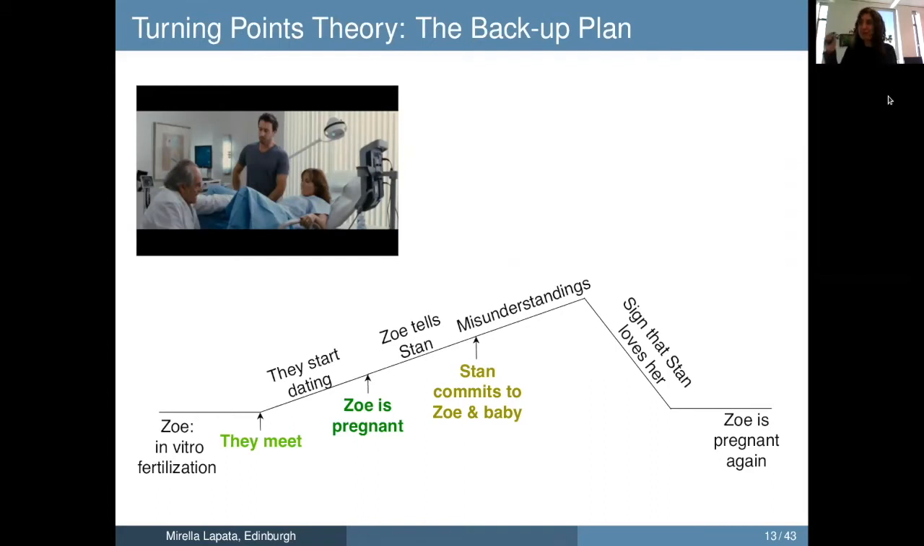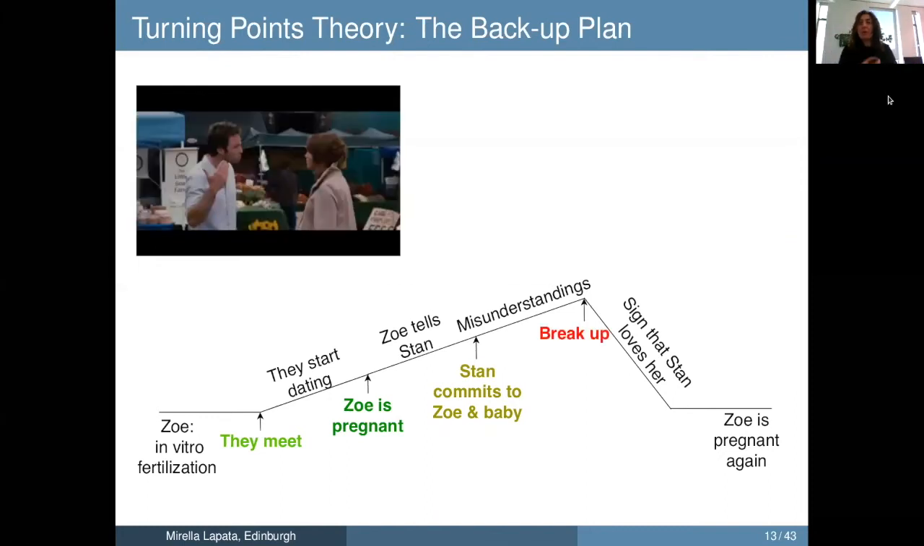Now this is the point of no return, he's committed. He will raise this child, even though it's not his. But then, because it's a romantic comedy, lots of things happen and misunderstandings. And you said, I said, they said, I saw you, I didn't see you. And lo and behold, they break up. So this is a major setback now.